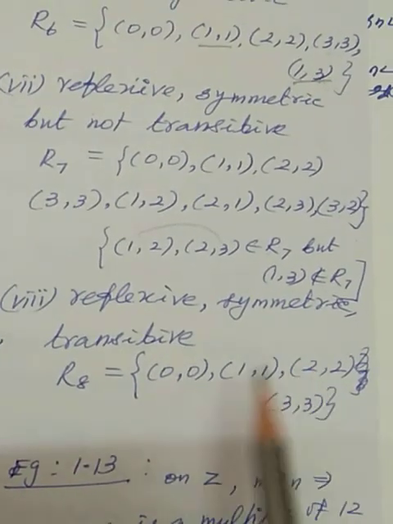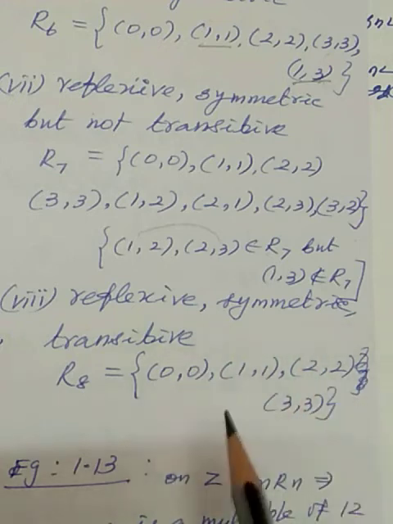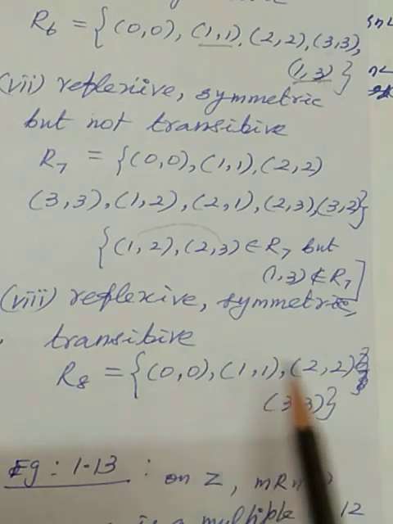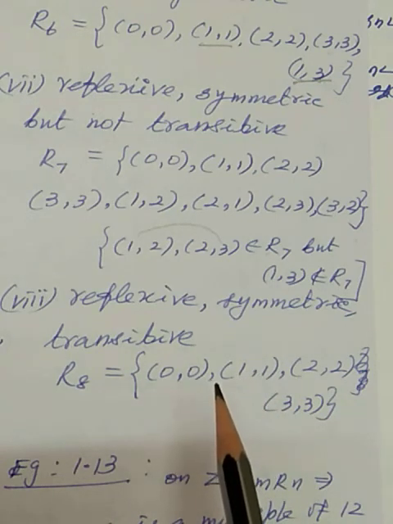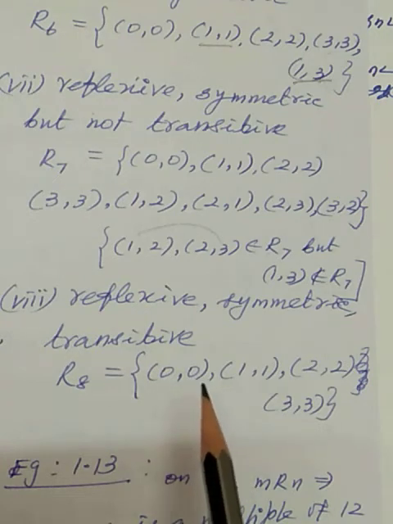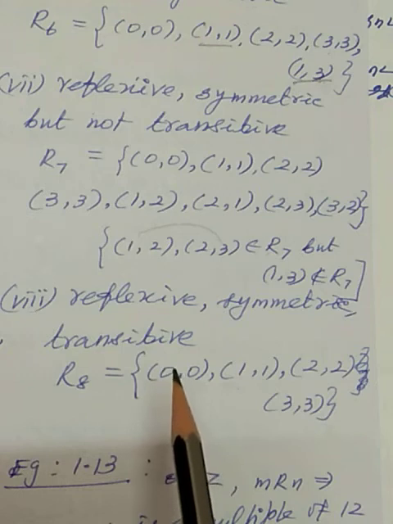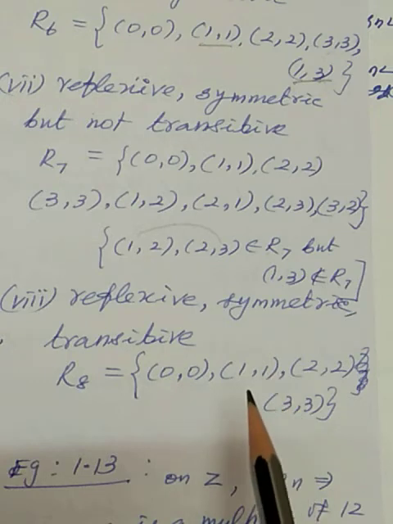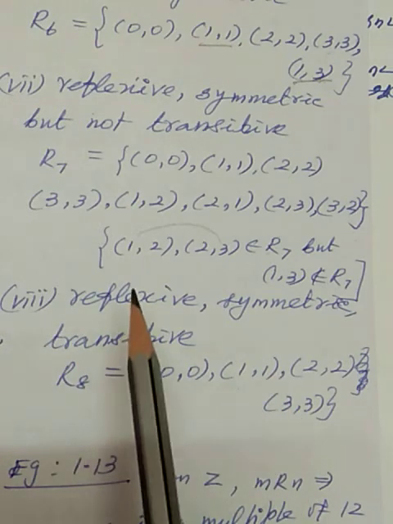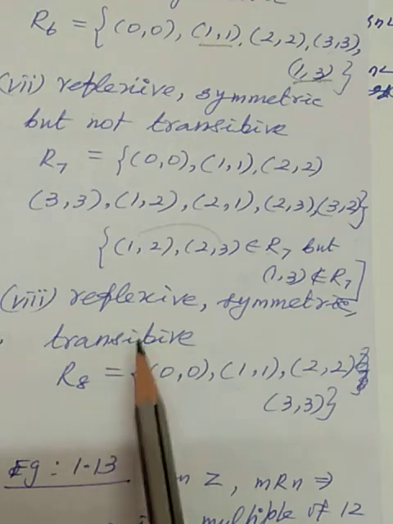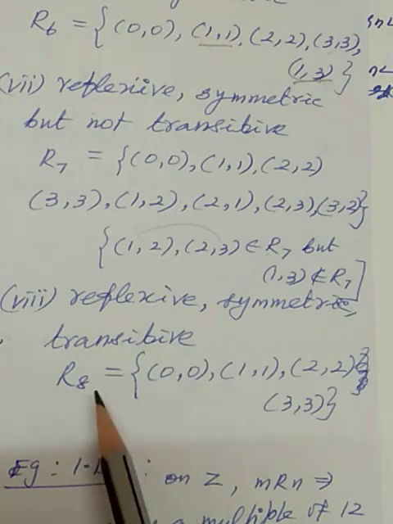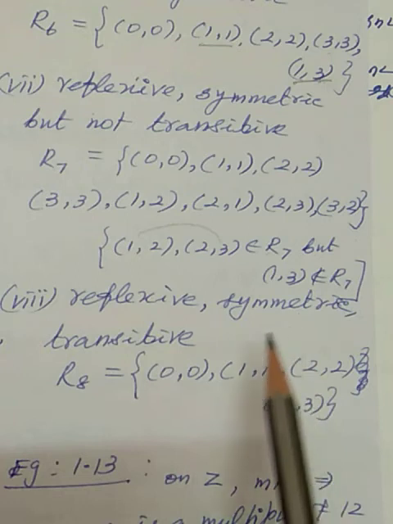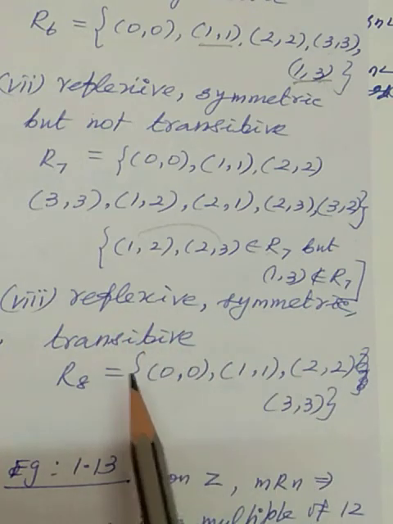The next one, reflexive, symmetric, transitive. So it must satisfy all the things. You take (0,0), (1,1), (2,2), (3,3). So all the entries are related with itself, and hence it is reflexive. If each element is related with itself in all the ordered pairs, then automatically it is symmetric as well as transitive. So the relation R8 is reflexive, symmetric and transitive, and also we can say it is an example of an equivalence relation, because this relation satisfies the basic properties: reflexive, symmetric and transitive.